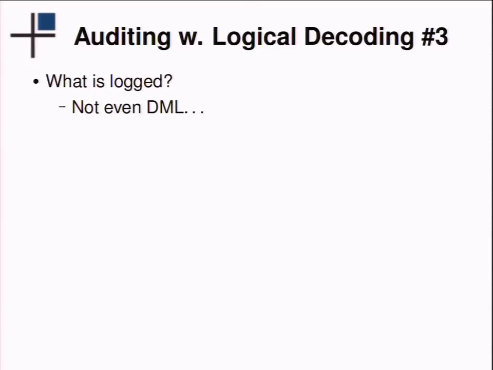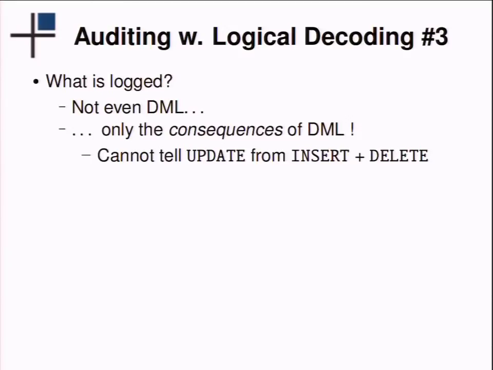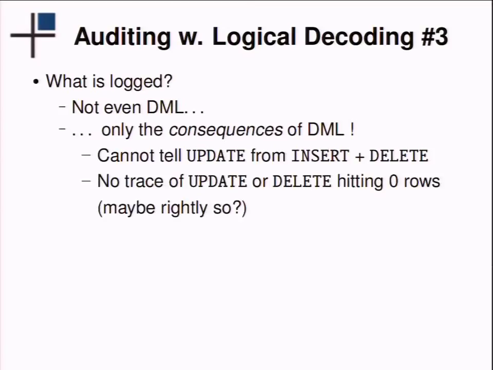We don't even log DML. So what do we log? We log the consequences of DML. We don't log the fact that it was an insert or an update. Actually, we cannot tell an update from an insert and a delete. From the point of view of logical decoding, it's the same. You have two rows that disappear and two other rows that appear. It's not possible to have a trace of an update or delete of zero rows, which is actually probably a good thing. You don't want to audit a non-change. But maybe you want to audit the fact that somebody makes a change, and who that somebody is.